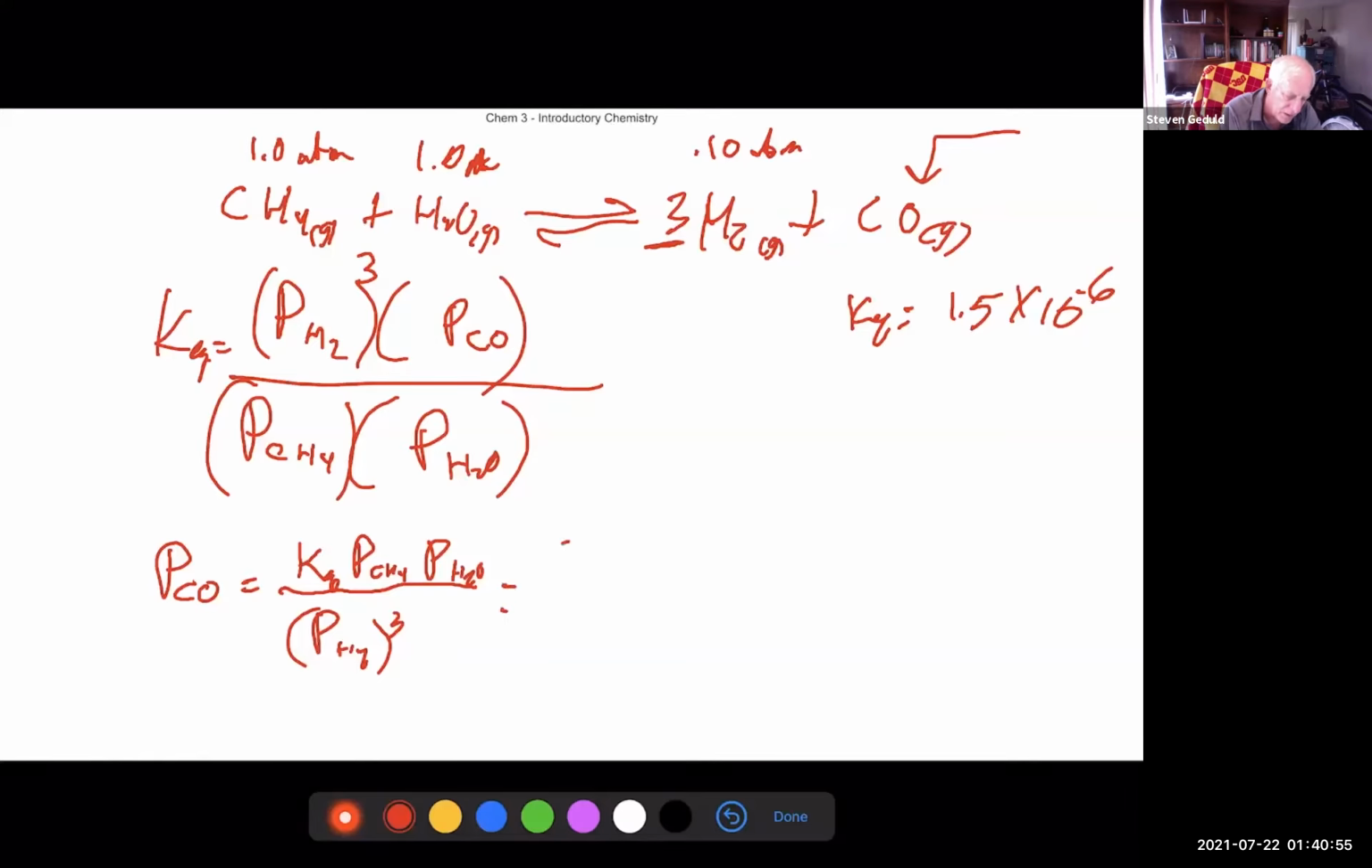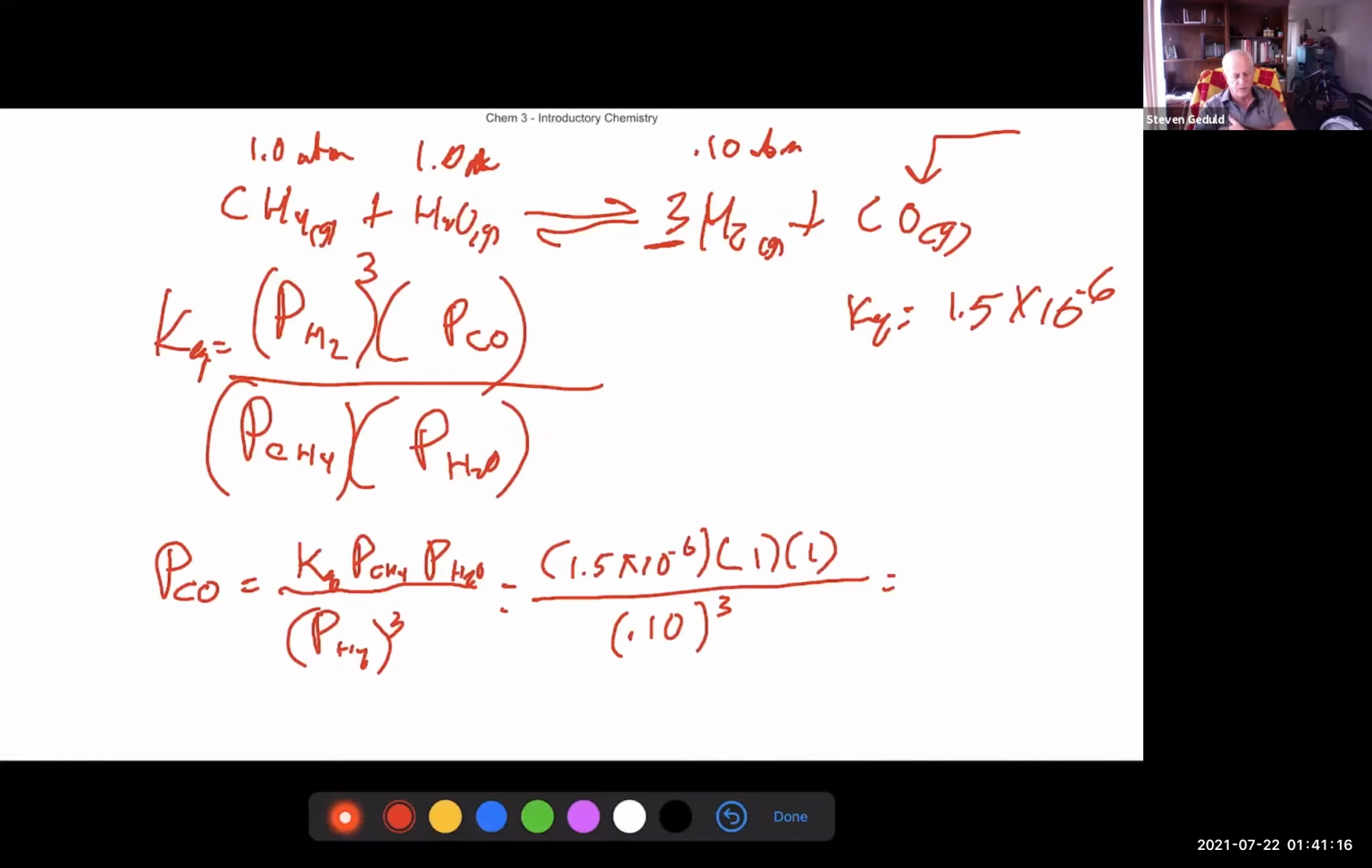So the K value is 1.5 times 10 to the minus 6. CH4 is 1 atmosphere. H2O is 1 atmosphere. And the partial pressure of hydrogen is 0.1 atmosphere, and that's cubed. So we have 1.5 times 10 to the minus 6 divided by 0.1 cubed. That's 10 to the minus 3.